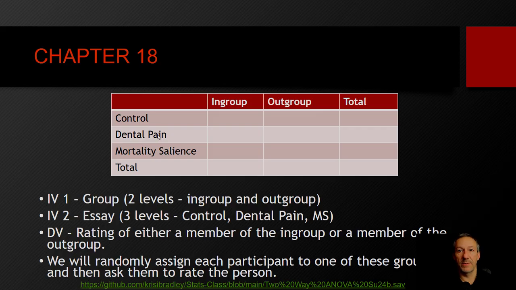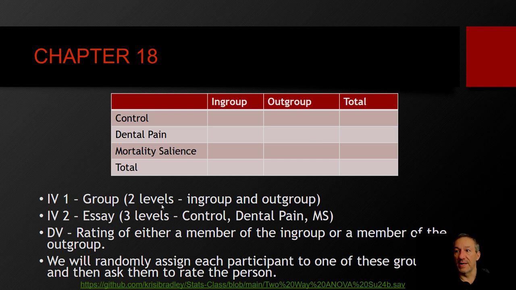They could respond to an essay about dental pain, the thoughts that arouses in you when you go to the dentist, and then the idea of mortality salience. So some of these people would respond to those mortality primes. You would only be in one of these groups. So there's 6 different groups: control, in-group, out, dental pain, in and out, mortality salience, in and out. You'd only be in one of those 6 different groups.